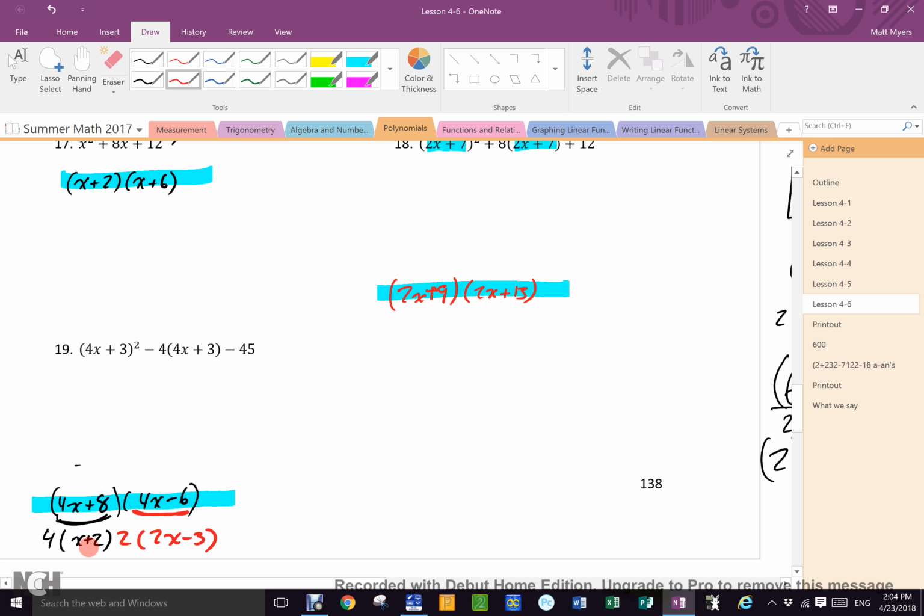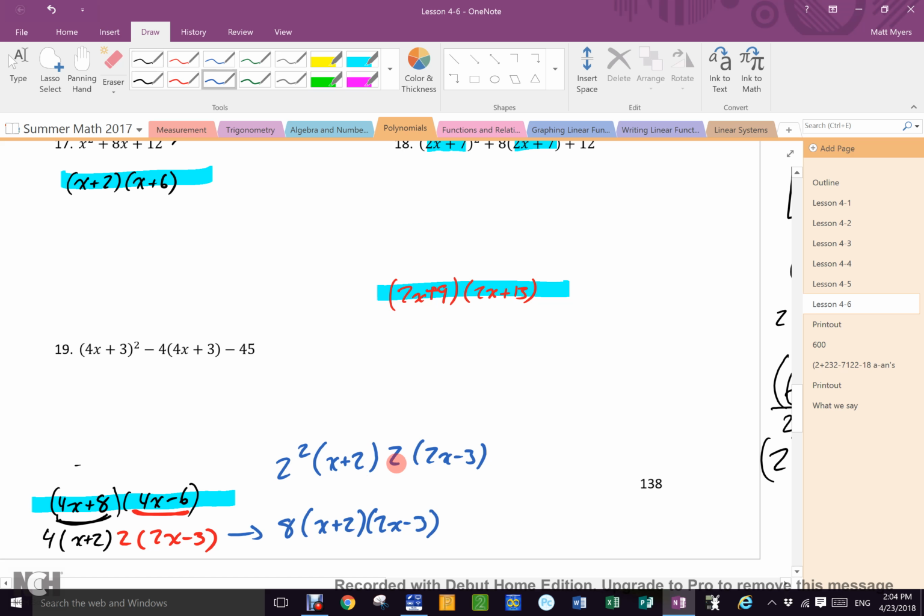Now, some teachers will tell you they don't like the 2 and the 4 there, and they would say multiply that out. Some teachers will say they want to see this final answer as 8 times x plus 2, 2x minus 3. Do you think I am one of those teachers? No. Would I also accept this? 2 squared times x plus 2, times 2, times 2x minus 3. Would I accept that? Yeah.